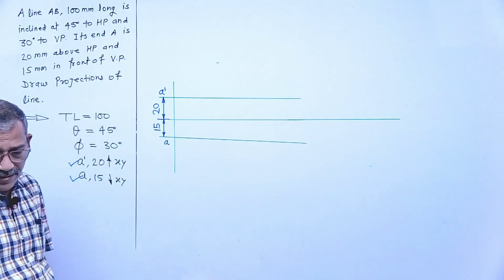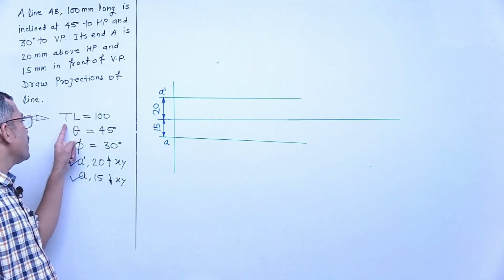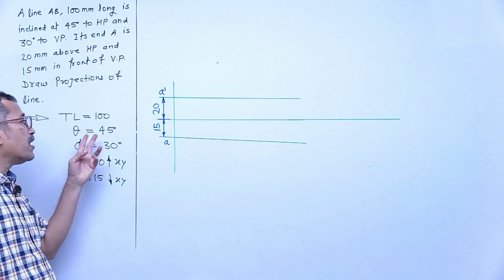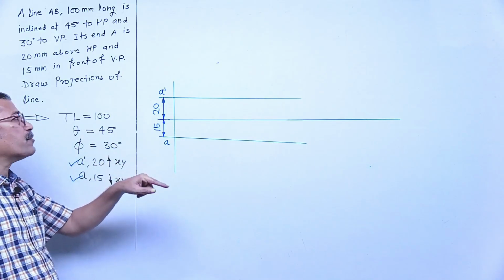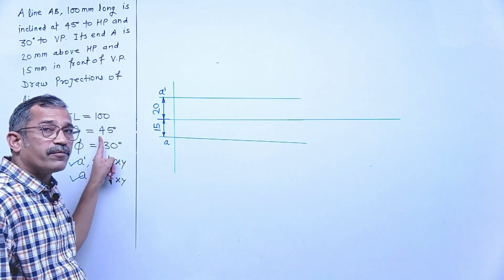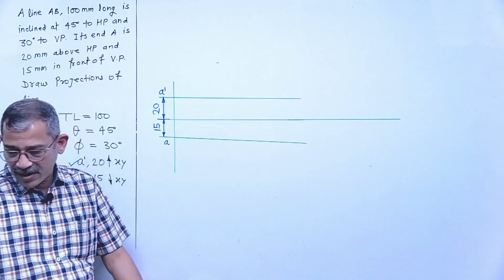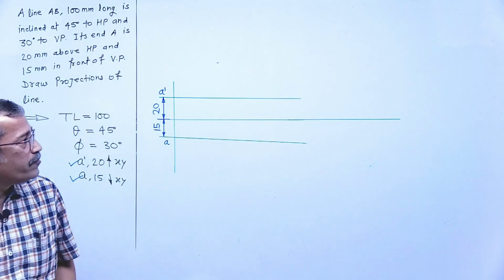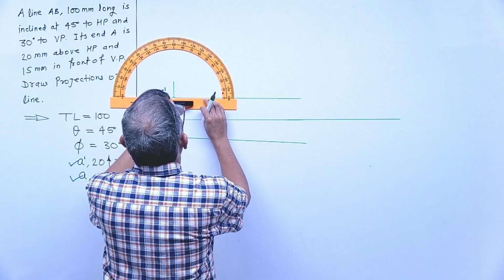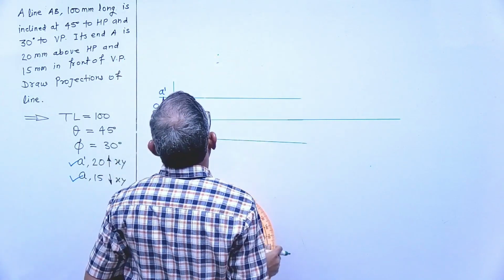Next, true length is given and theta is given. The true length is inclined at theta, which is the inclination with HP. That means this is visible in the front view. So this true length inclined at an angle of theta will be drawn from the front view of end A, that means from a dash. From a dash, we draw the true length inclined at 45 degrees.